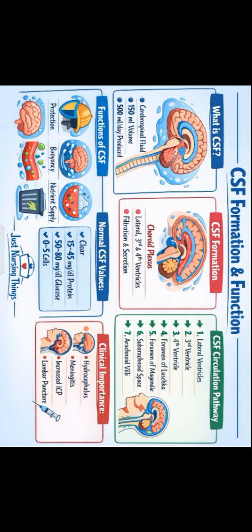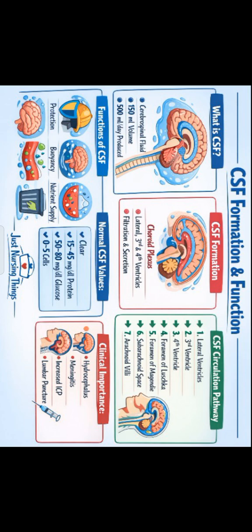Cerebrospinal fluid is a clear, colorless fluid that surrounds the brain and spinal cord. It acts like a protective cushion. Think of it like a brain floating inside a water balloon. Without CSF, the brain would hit the skull during even small movements. Where is CSF present? CSF is present in the ventricles of the brain, the subarachnoid space, and the central canal of the spinal cord. The ventricles are the two lateral ventricles, the third ventricle, and the fourth ventricle.